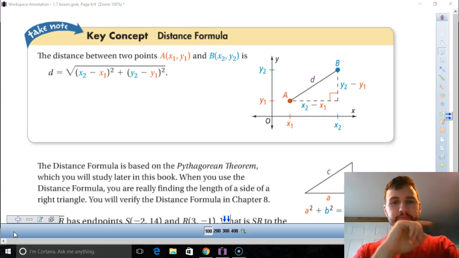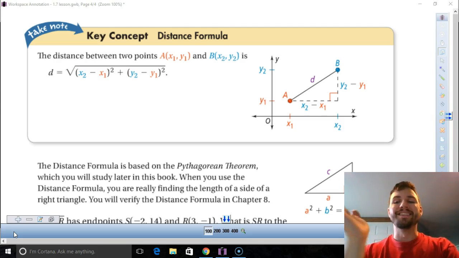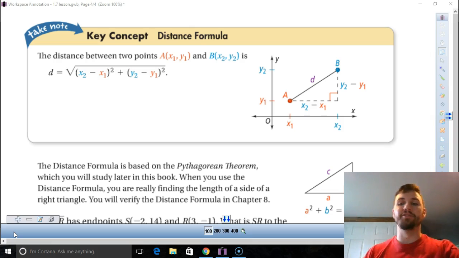All right. The distance formula. Earlier when we found distance on a number line, we just subtracted. That's because it was a straight line. Now, in the coordinate plane, it's not a straight line, so you can't do that. What you need to do is use this formula. So you want to copy that down.